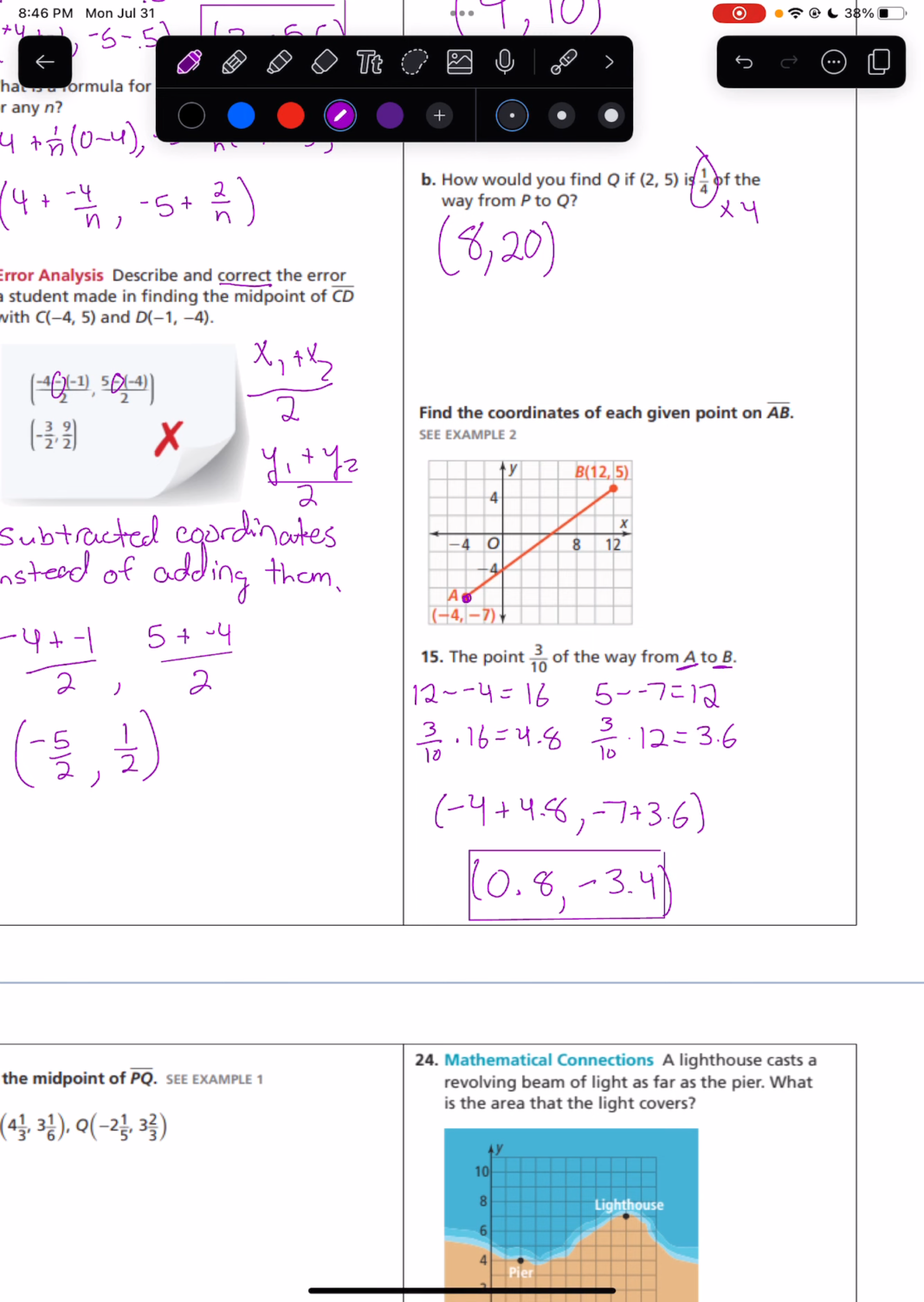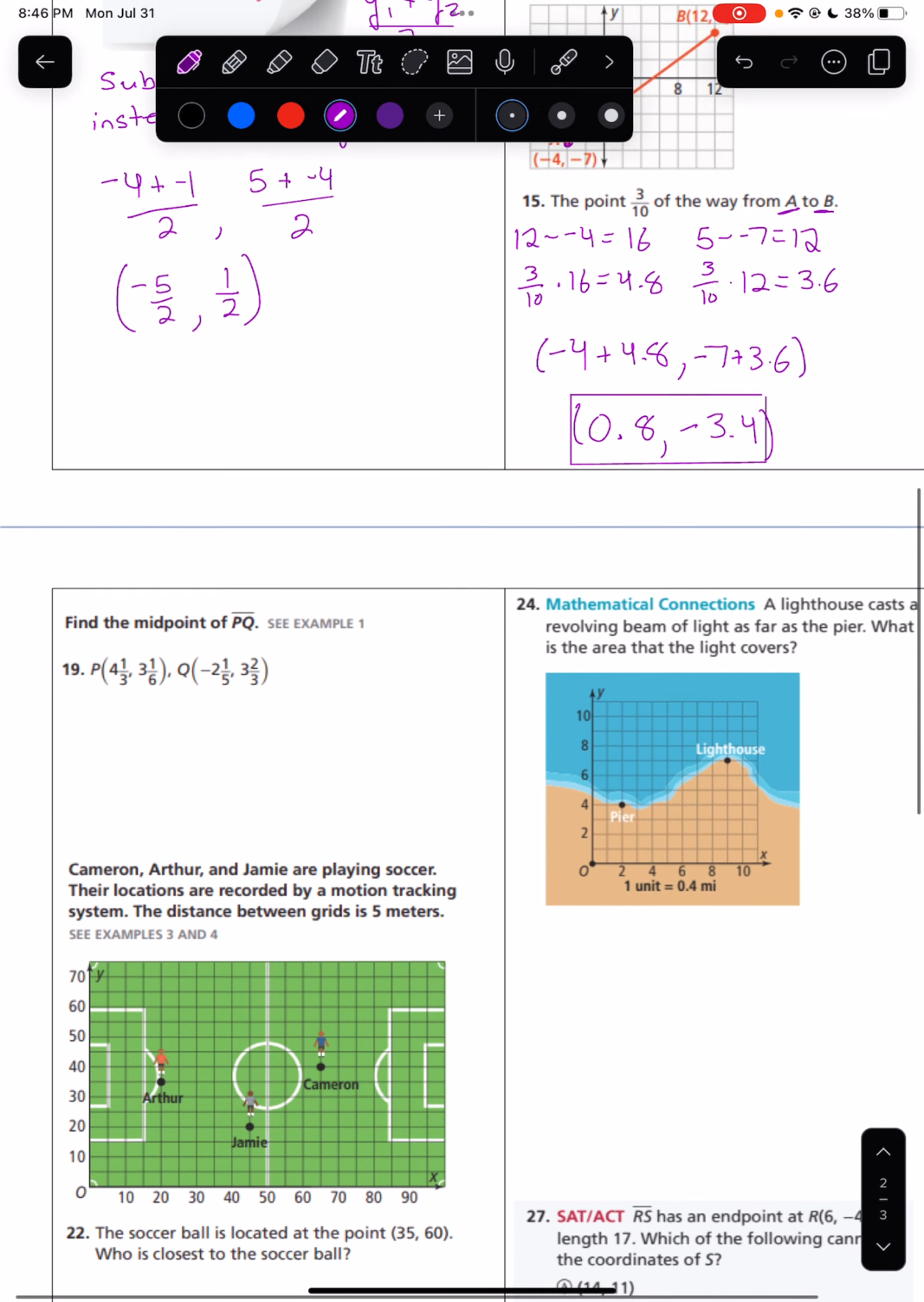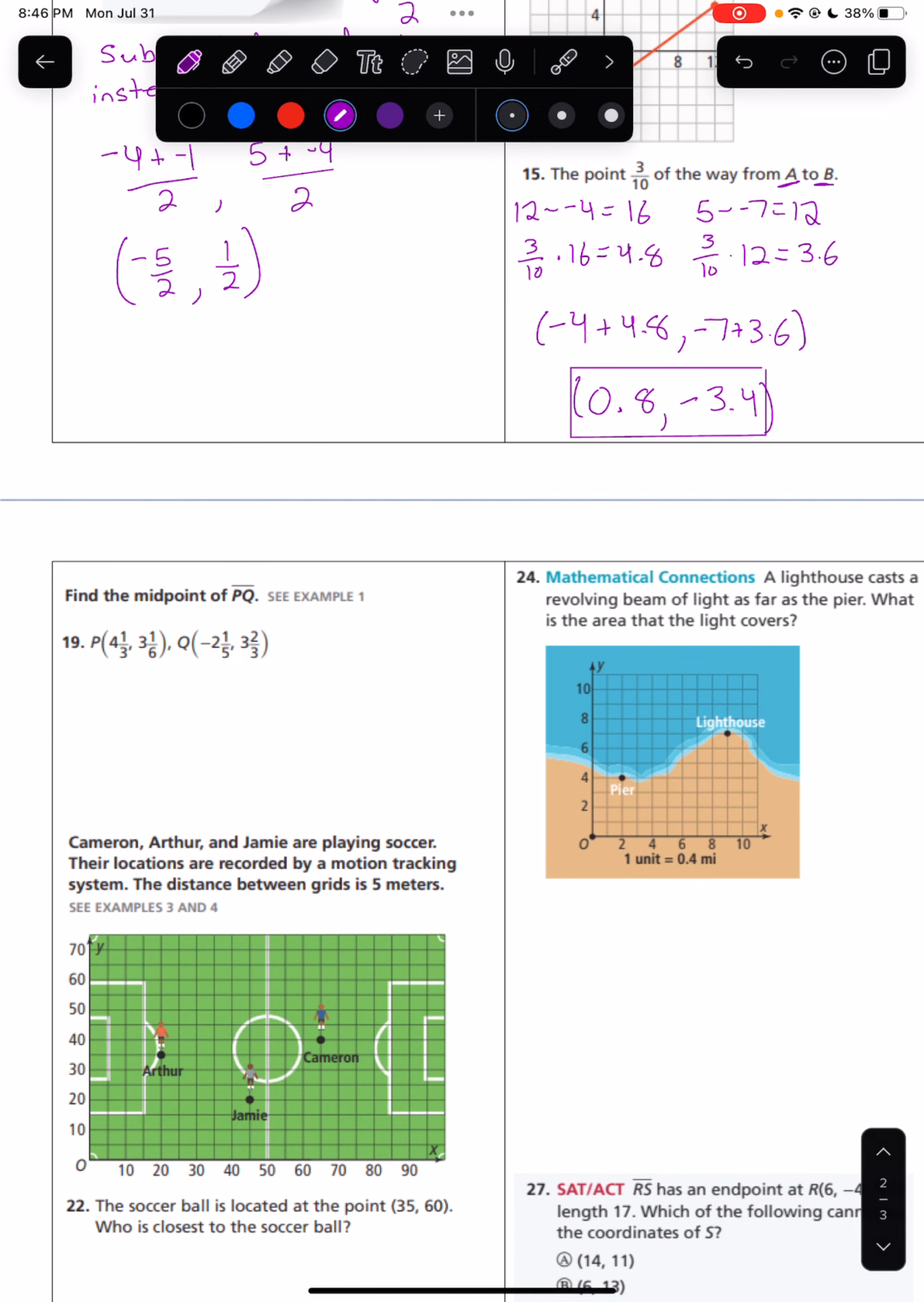All right. Next, we've got to find the midpoint of PQ. We've got some fractions here, so we want to do some fraction work, because sometimes it's important to keep ourselves up to date on how to work with fractions. We know how to find the midpoint, right? We just use the midpoint formula, (x1 plus x2) over 2. So I've got 4 1/3 plus negative 2 1/5, over 2.